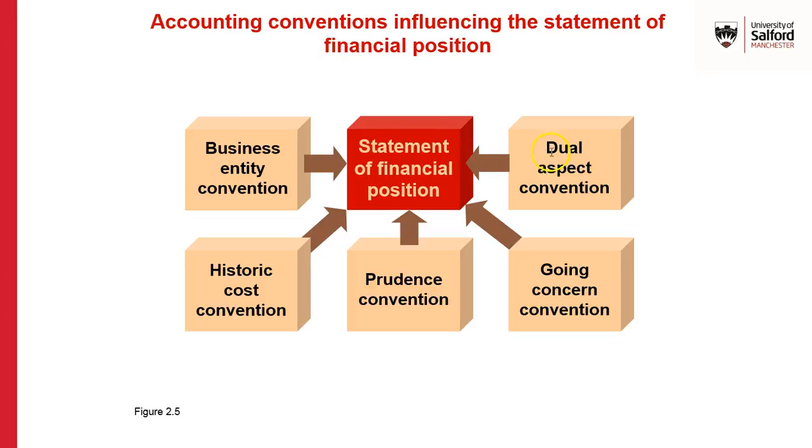Dual aspect convention is our accounting equation. Every transaction involves either an increase in liabilities and an increase in assets by the same amount, or an increase or decrease in an asset, or an increase or decrease in a liability. And that sums up the nature of the dual aspect. The equation must balance.